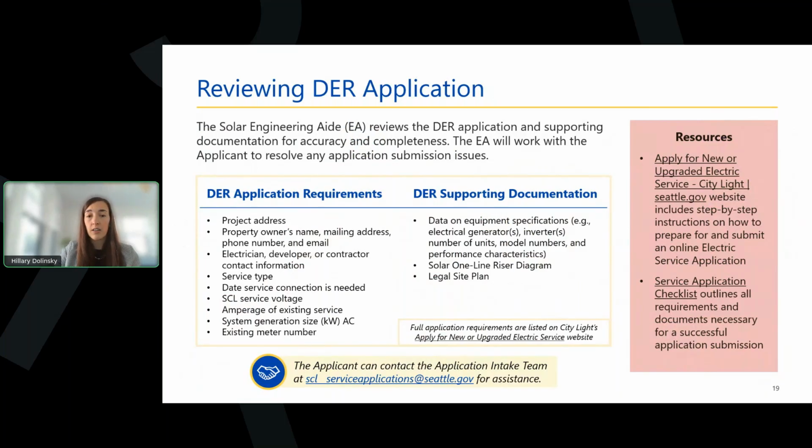What we've listed here are the elements of the application that are important for DERs. The full list of application requirements is mentioned on City Light's website. In addition to the website, there is a service application checklist that can help make sure all items are received. This upfront review helps make the initial screen process more efficient. If an applicant has questions about their application submission, they can reach out to City Light by emailing scl_serviceapplications@seattle.gov.